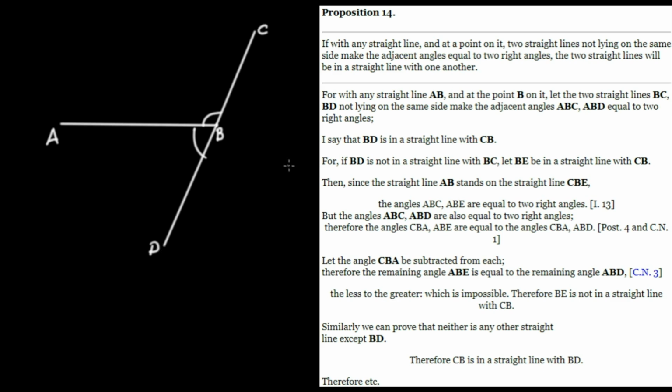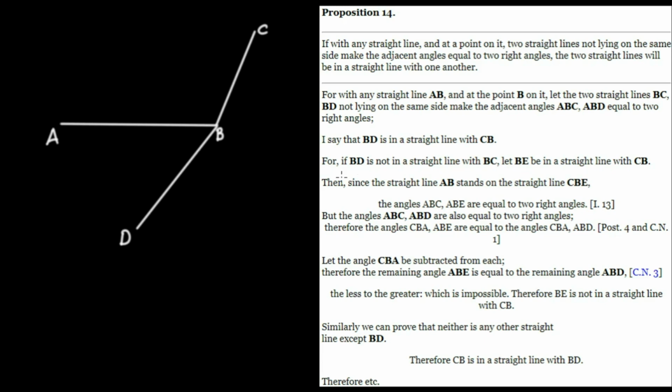And the way we're going to prove this is a proof by contradiction. We're going to assume the negation. And for the sake of argument, we're going to assume the situation is more like this. Let's say BD is not in the straight line with CB. So the situation is more like this. So we're going to suppose that BD isn't in a straight line with BC, and yet CBA and ABD still sum up to two right angles. We're going to draw out the absurdity of this situation.